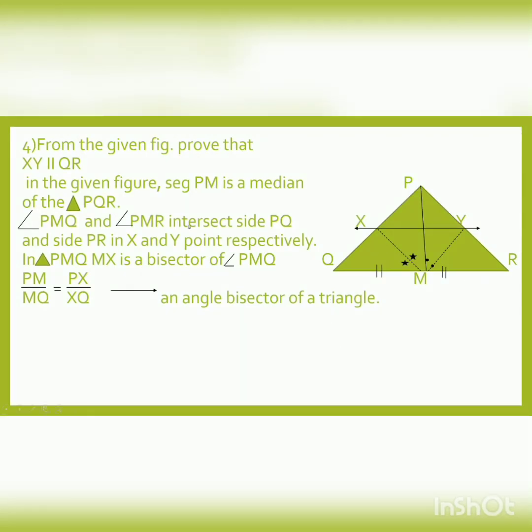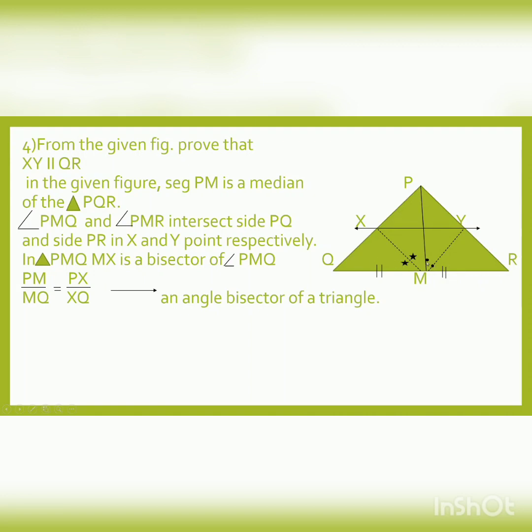Our last example. From the given figure, prove that XY is parallel to QR. Figure is given, triangle PQR. In triangle PQR, you have to prove XY parallel to QR. This is our question.